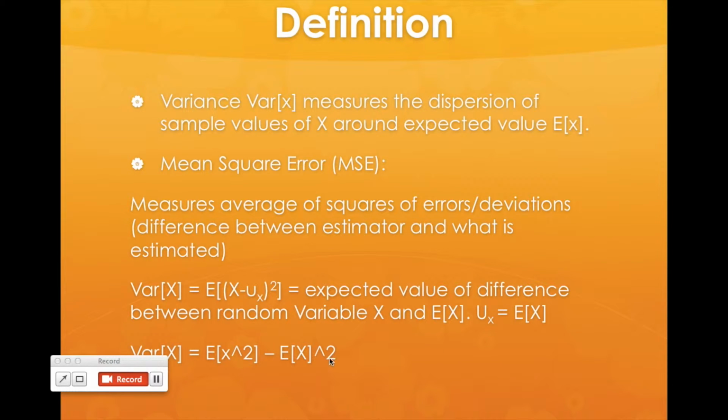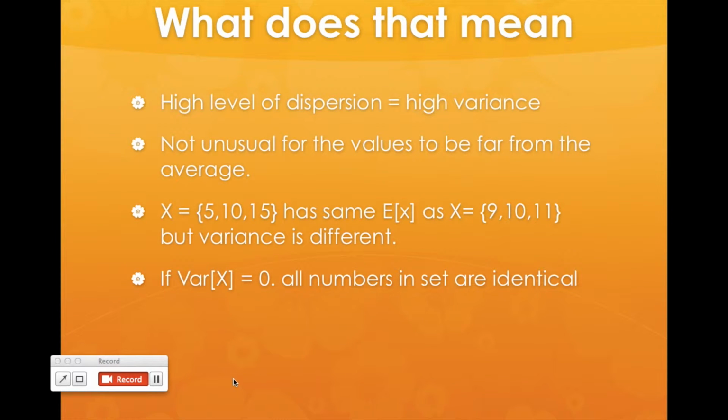So you would square the entire expected value of X, while in the other term you would square variable X before you find the expected value. So what does that mean? It means a higher level of dispersion, which is the error, equals higher variance. It's not unusual for the values to be far from the average if it's high.